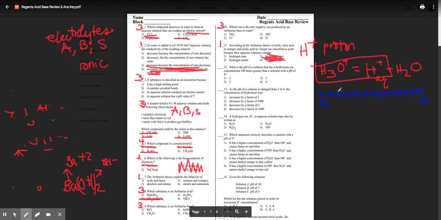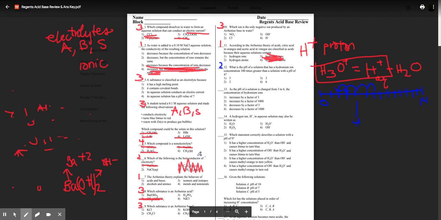So here we are, 1, 2, 3, 4. I want 100 times more acid. Each jump is worth 10. So pH of 3 is 10, and pH of 2 is 10 times 10, which is 100. So pH of 2. That's because we're becoming more acidic. If it said 100 times less, that would be moving 2 spots to the right, which would be pH of 6.